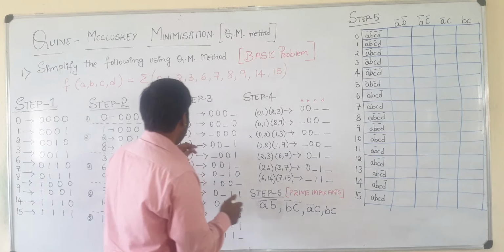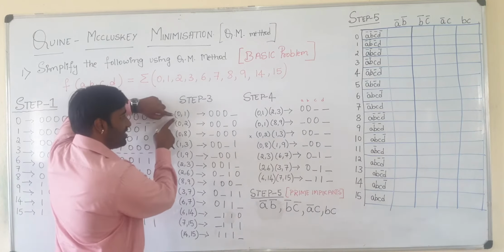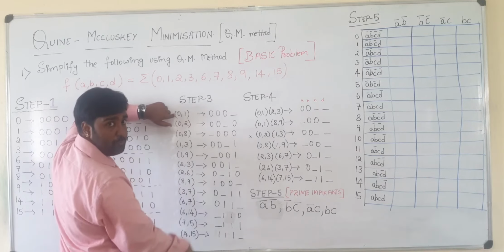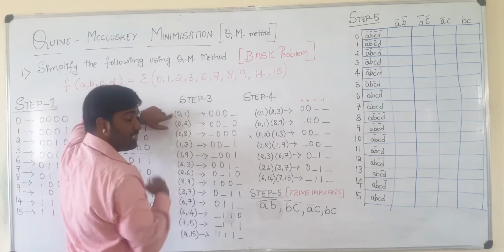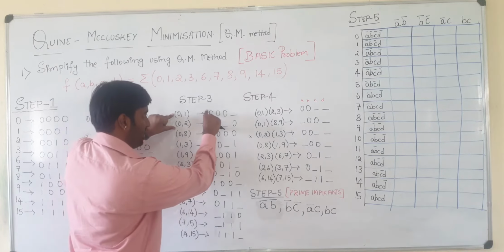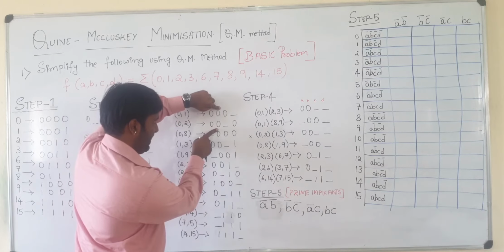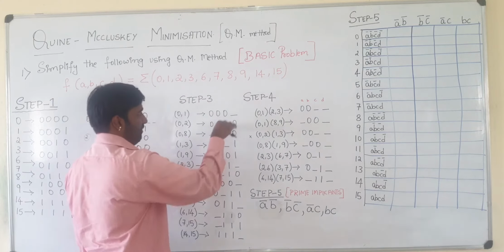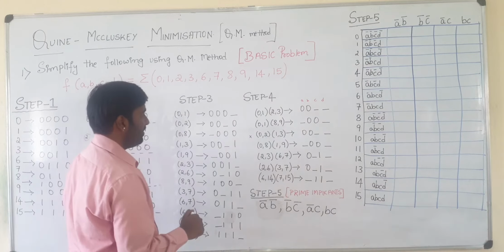For example, listen properly. For example, I'll consider 0 and 1. Compare with the next number. There is no groups here. You will be comparing with the next subsequent set here. 0, 1 is compared with 0, 2. 0, 0 is same. 0, 0 is same. 0 dash 0. There is 2. We cannot consider this particular thing.